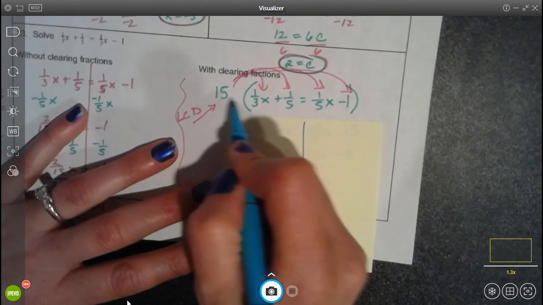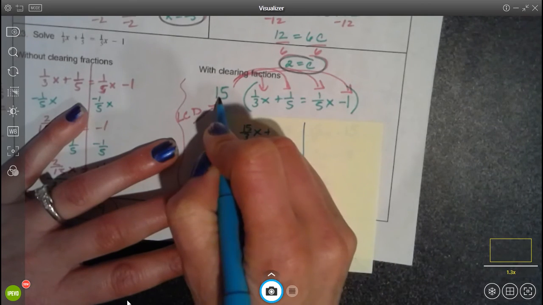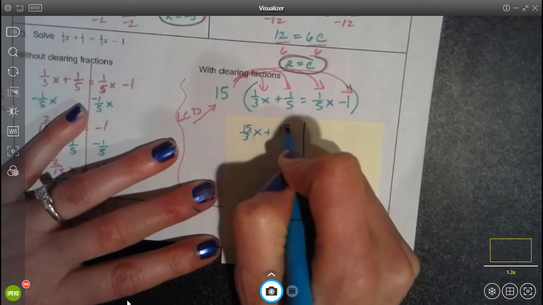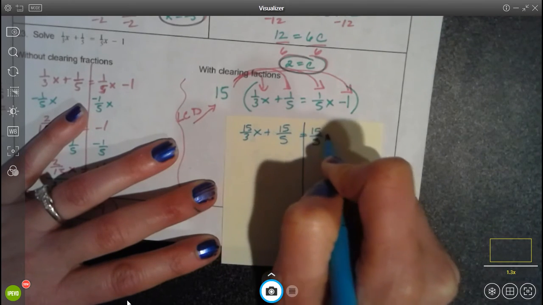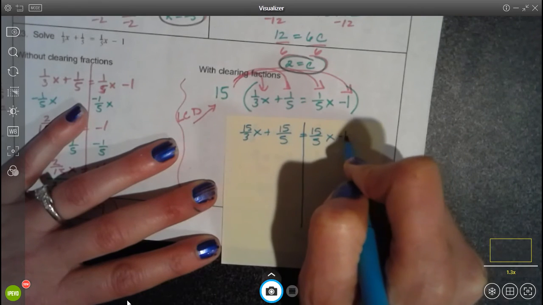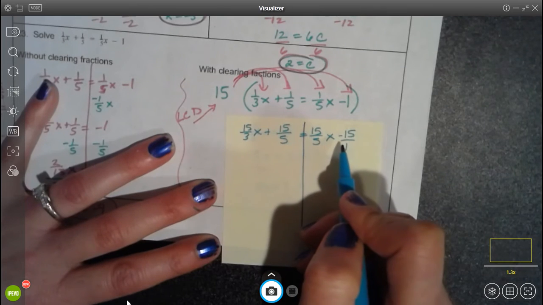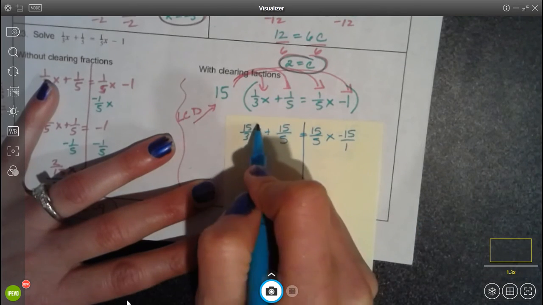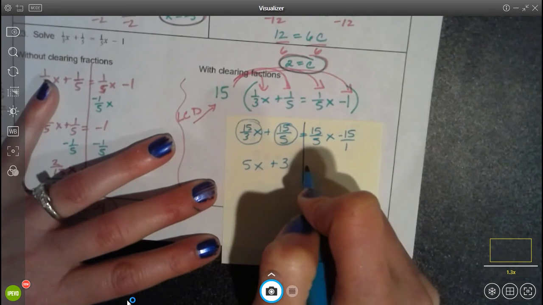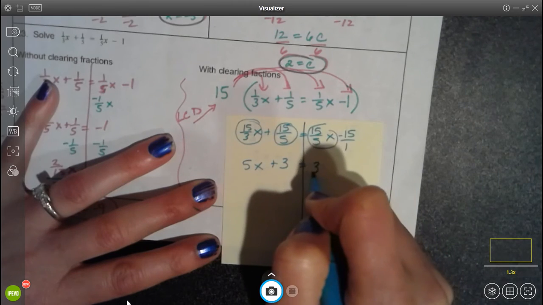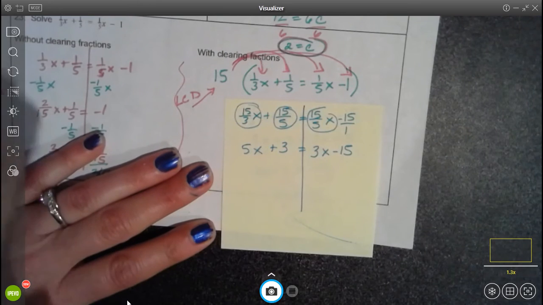You're doing it to everything. So when I do 15 times 1/3 x, I get 15/3 x. 15 times 1/5 x is 15/5 x. And this would just be 15 wholes. Okay. That right now doesn't look very helpful, but it will be as soon as I simplify. This simplifies to 5x. This simplifies to 3. This simplifies to 3. This simplifies to 15. And now it's a much easier problem.